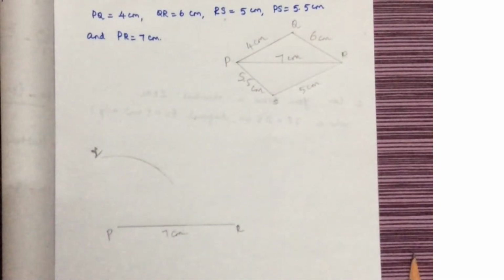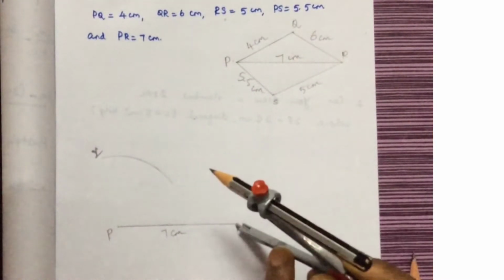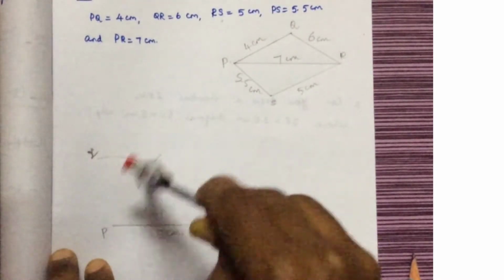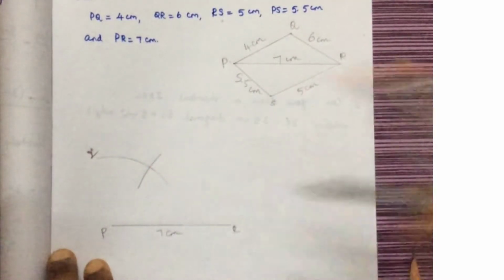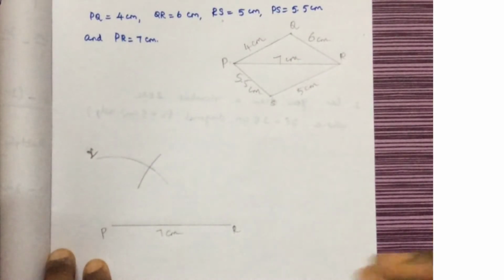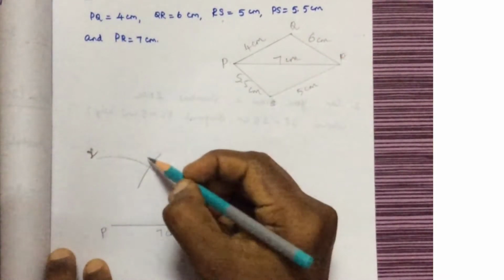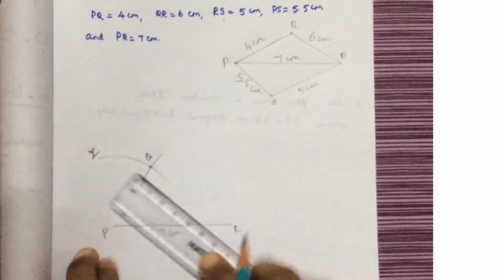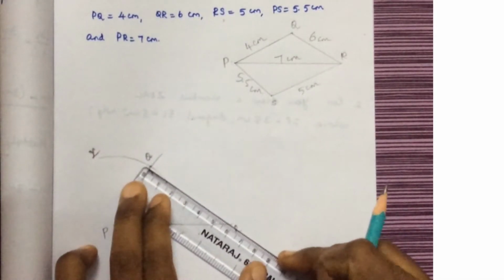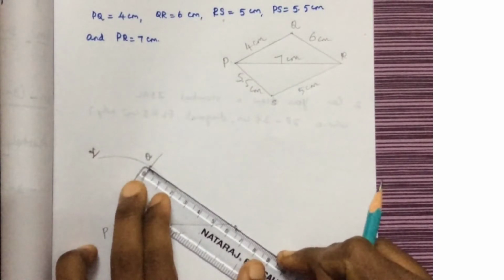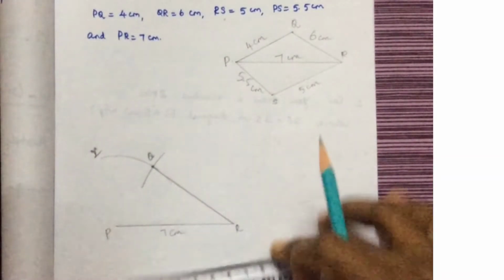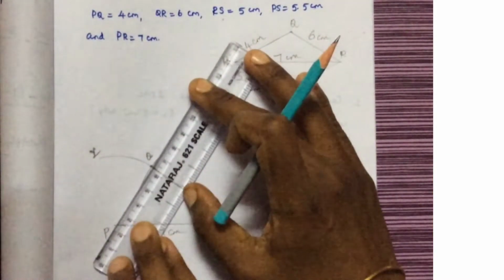Okay, with that 6 centimeter, with R as center, you have to cut the previous arc. The meeting point is this Q. This center point is Q. Now we can join this. You can see this is 6 centimeter. Now we can join the 2 points here and we can join the 2 points here.